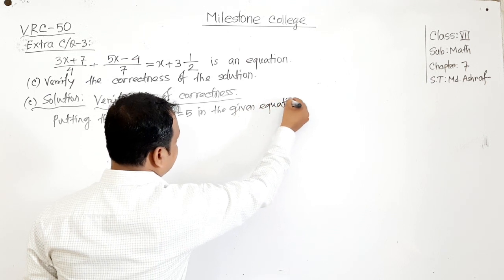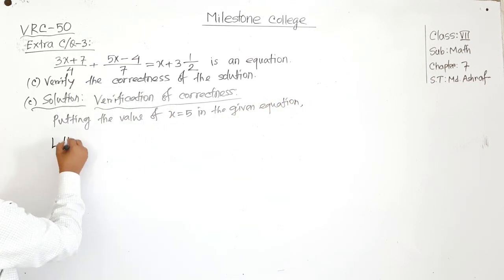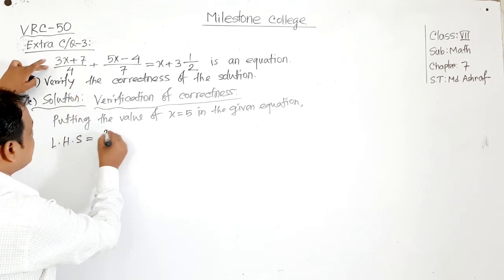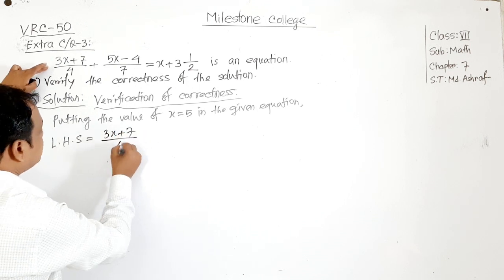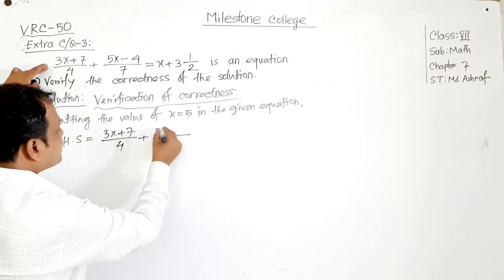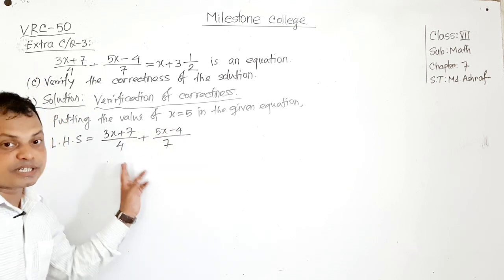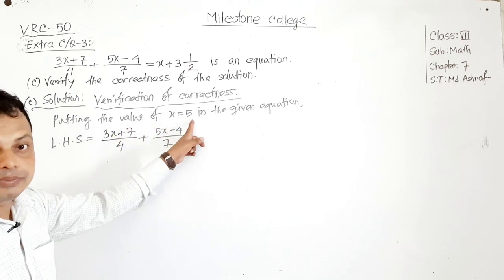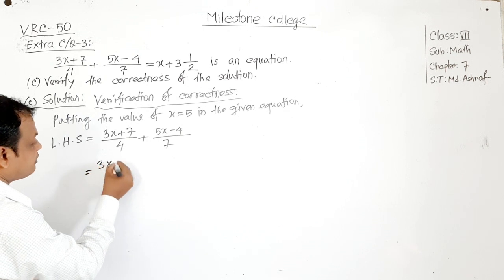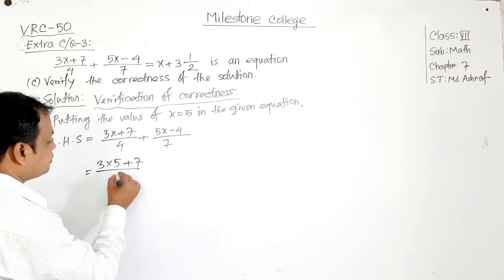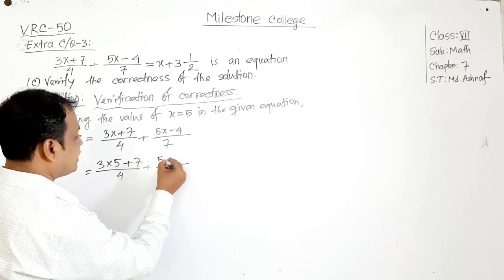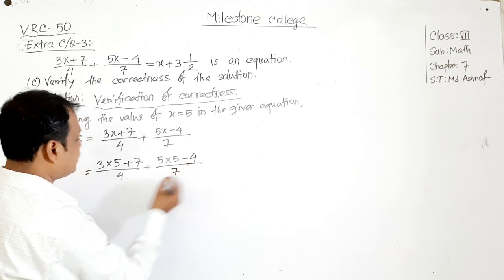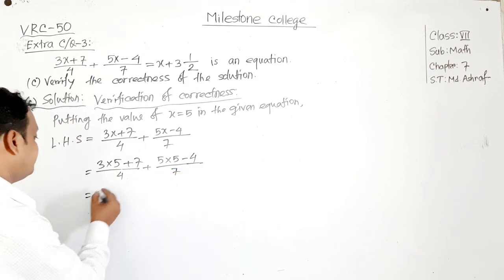In the given equation, write the left-hand side. So what is the left-hand side? 3x plus 7 divided by 4 plus 5x minus 4 divided by 7. This is the left-hand side. We will find the value of the left-hand side first, and instead of x we will put 5. So calculate it. 3 multiplied by 5 plus 7 divided by 4 plus 5 multiplied by 5, minus 4 divided by 7. Calculate it. 3 and 5, 15.